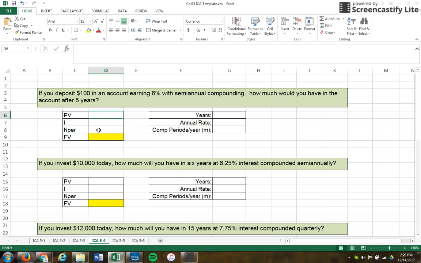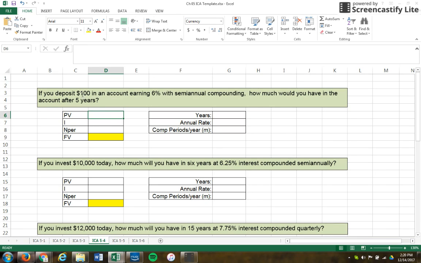If you're not sure how to do this, go back and look at your PowerPoint slides, look at the book, and that will give you the formulas and what you need to do in order to adjust the interest rates and the number of periods for non-annual compounding problems. So let's do this first problem.